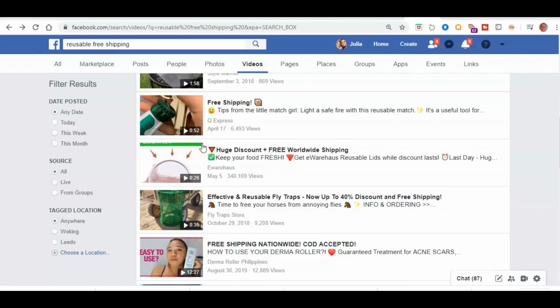So I decided to try another search, but stick with my reusable aspect. So I put reusable free shipping, because that's often something that comes up with dropshippers when they say free worldwide shipping. And we will talk about the shipping aspects later on in the program. You can also offer free worldwide shipping without necessarily impacting your own margins and your own bottom line, but we'll talk about that later in the program.